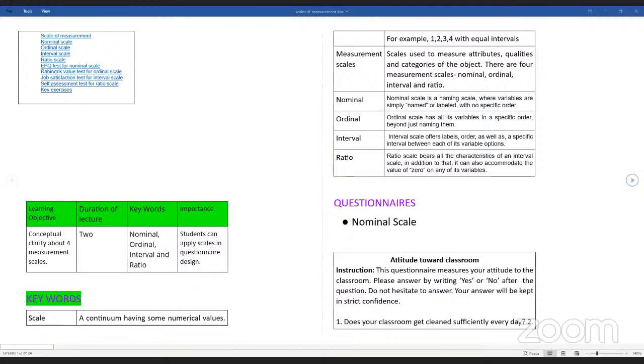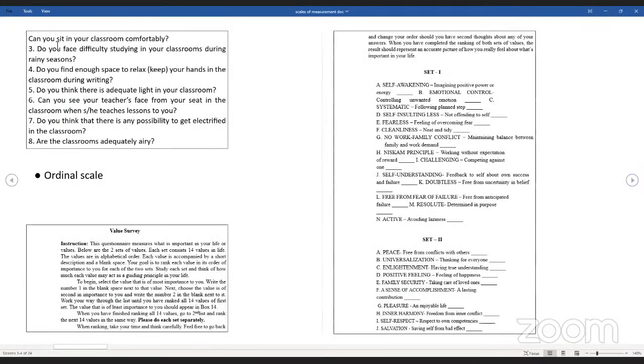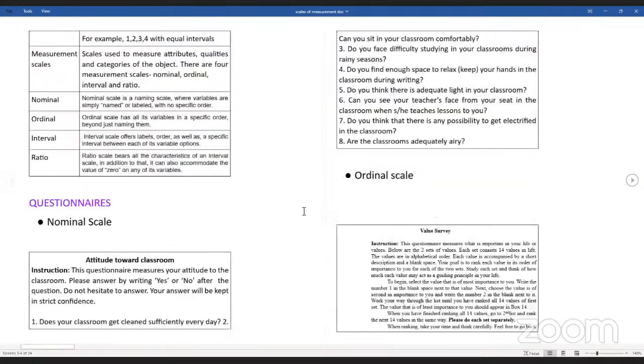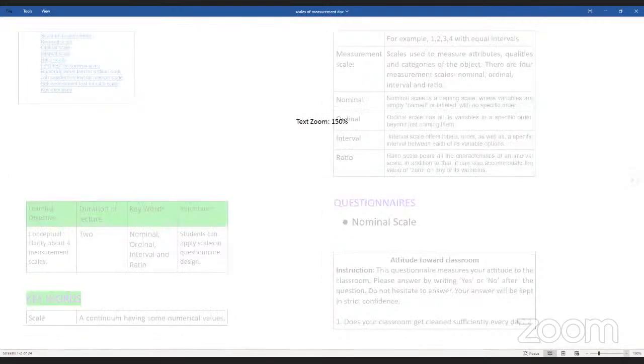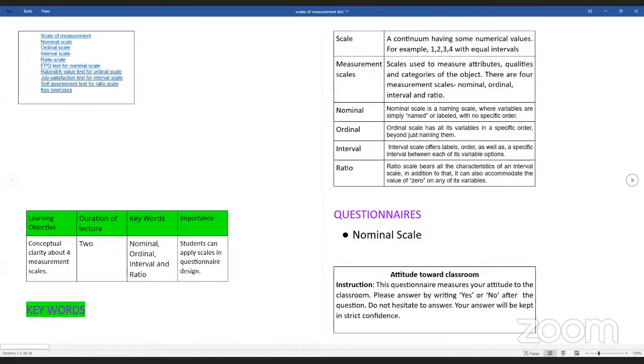Now you go to the attitude toward classroom. So this is the questionnaire. What is the instruction? Yeah, the instruction is there. This questionnaire measures your attitude to the classroom. Please answer by writing yes or no after the question. Do not hesitate to answer. Your answer will be kept in strict confidence.